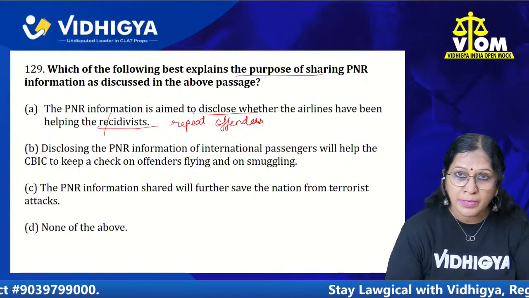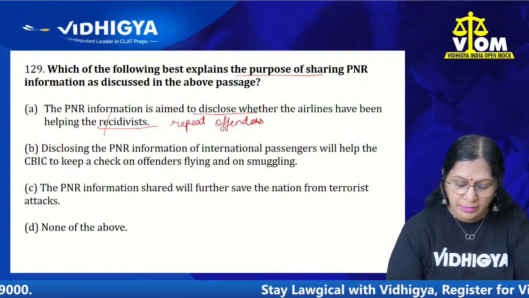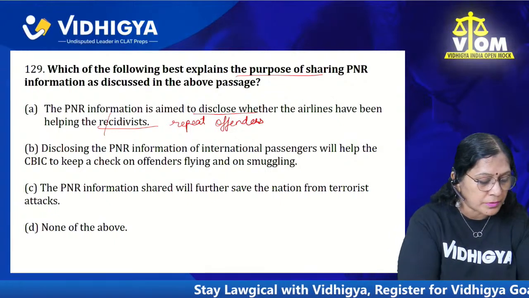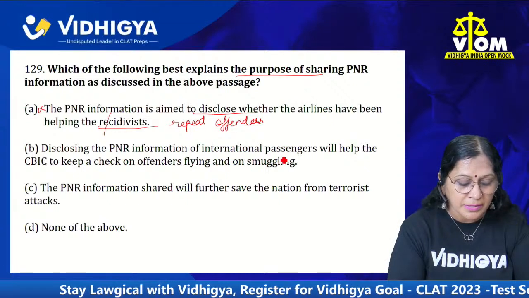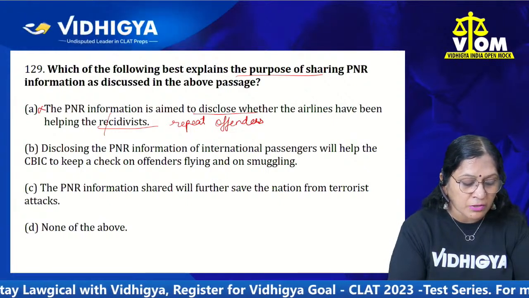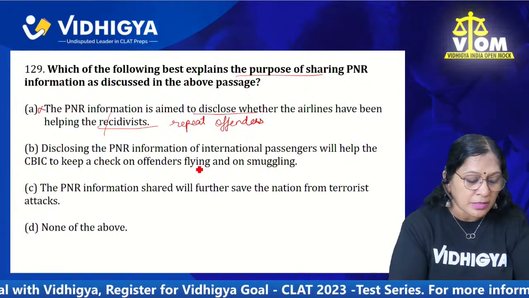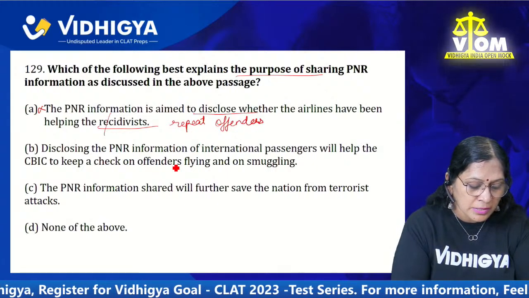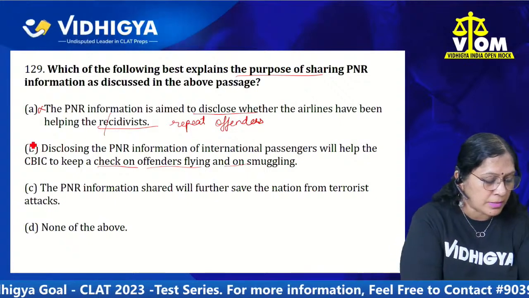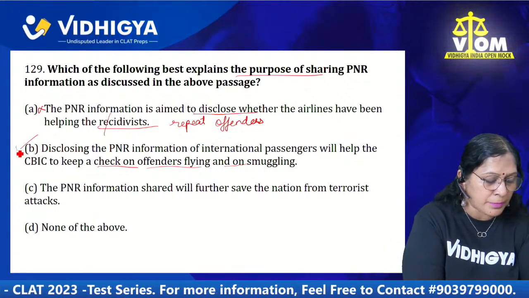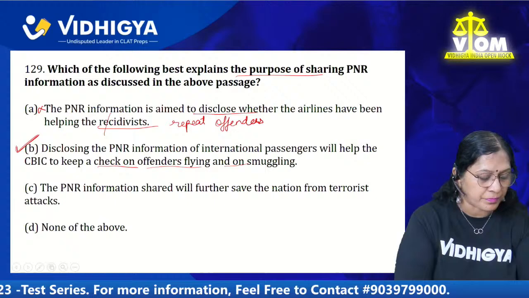Right. That is why the PNR number is given. No, that will not be the reason. So A is out. Disclosing the PNR information of international passengers will help the CBIC to keep a check on offenders flying and on smuggling. So yes, it will help to keep a check on this. Possible. This is why they need the PNR information, not we.